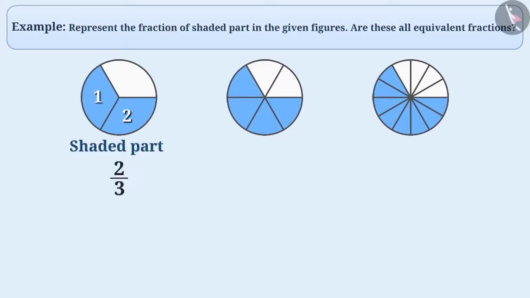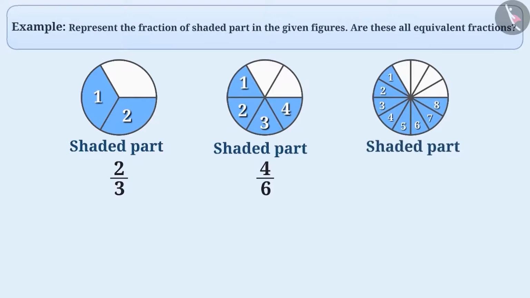In the second figure, there are 6 equal parts out of which 4 parts are shaded. So the fraction of the shaded part will be 4 by 6. In the third figure, there are 12 equal parts out of which 8 parts are shaded. So the fraction of the shaded part in the third figure will be 8 by 12.